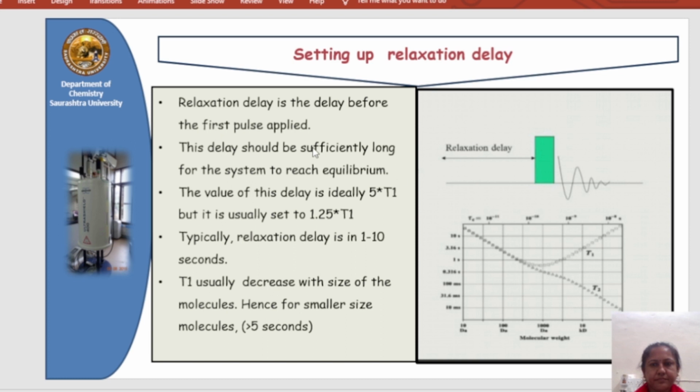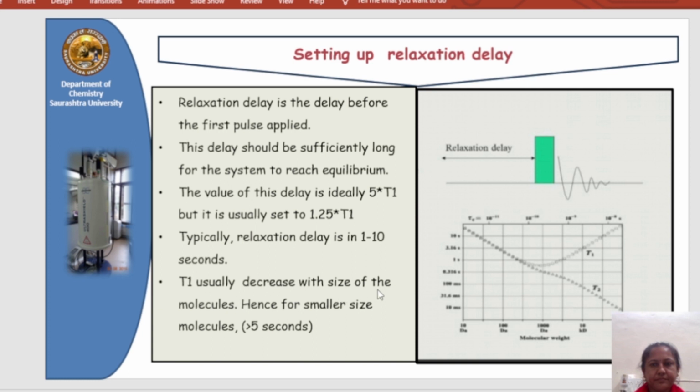Now what is the value of T1? The delay should be sufficiently long for the system to reach equilibrium. The value for the delay is ideally 5 multiplied by T1. But usually we say it is 1.25 into T1. Generally we think in terms of 5, 10, 15 microseconds like that, but here generally we use 1.25 into T1. So typically the relaxation delay is 1 to 10 seconds.